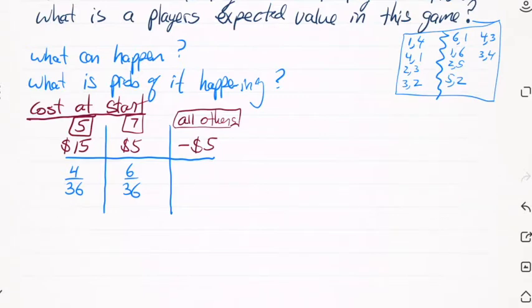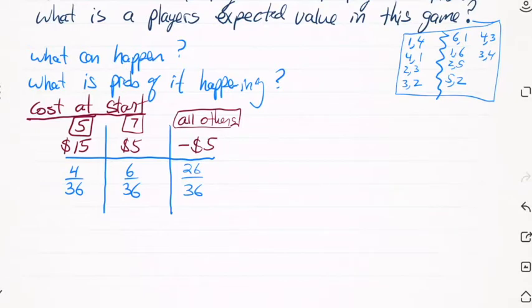Now, all the others. So basically what we've taken care of is 4 different rolls that'll give you a 5, and 6 different rolls that'll give you a 7, for a total of 10 rolls out of 36. So that leaves us 26 rolls out of 36 that will not be a 5 or a 7. That's that idea of a complement. If it's not these two, you subtract from a whole.